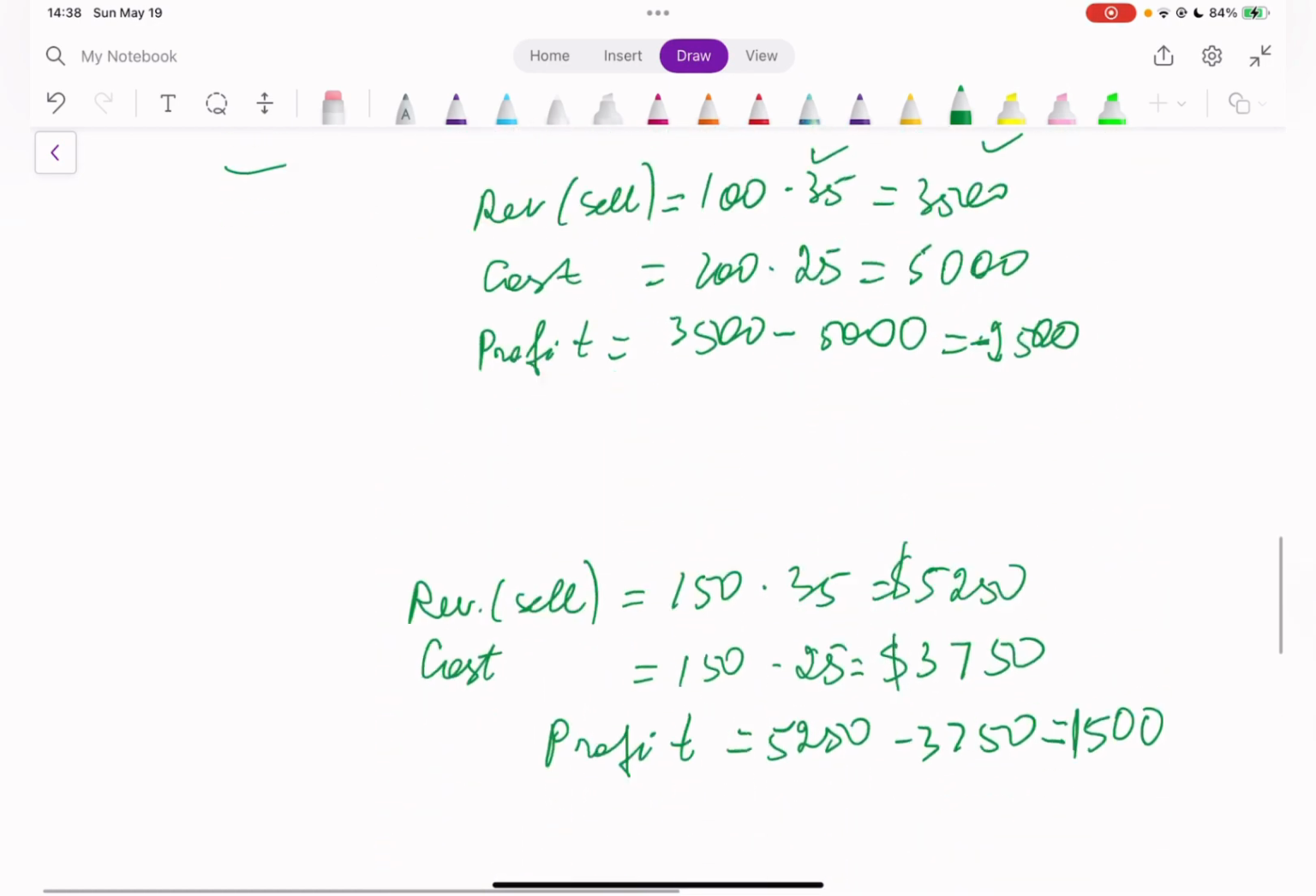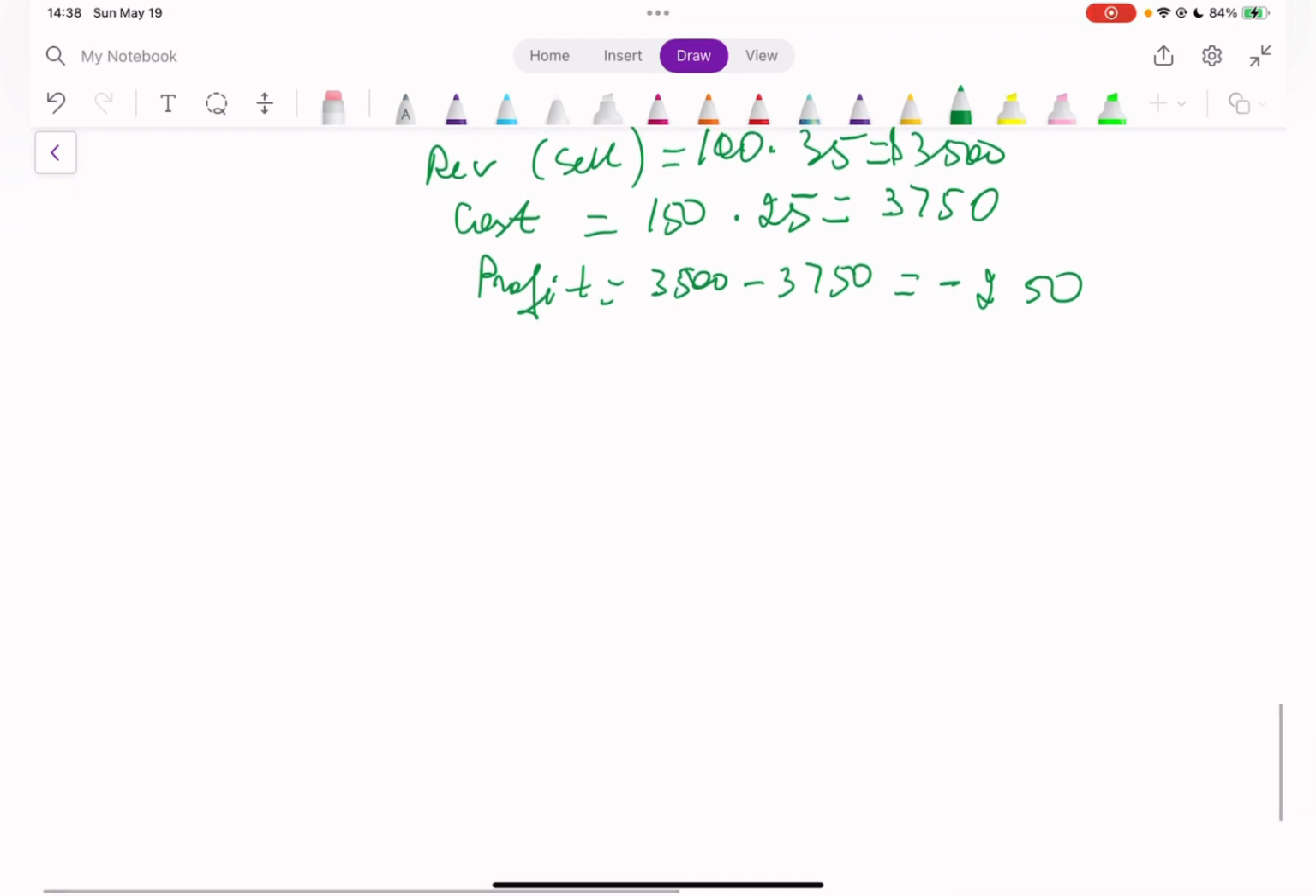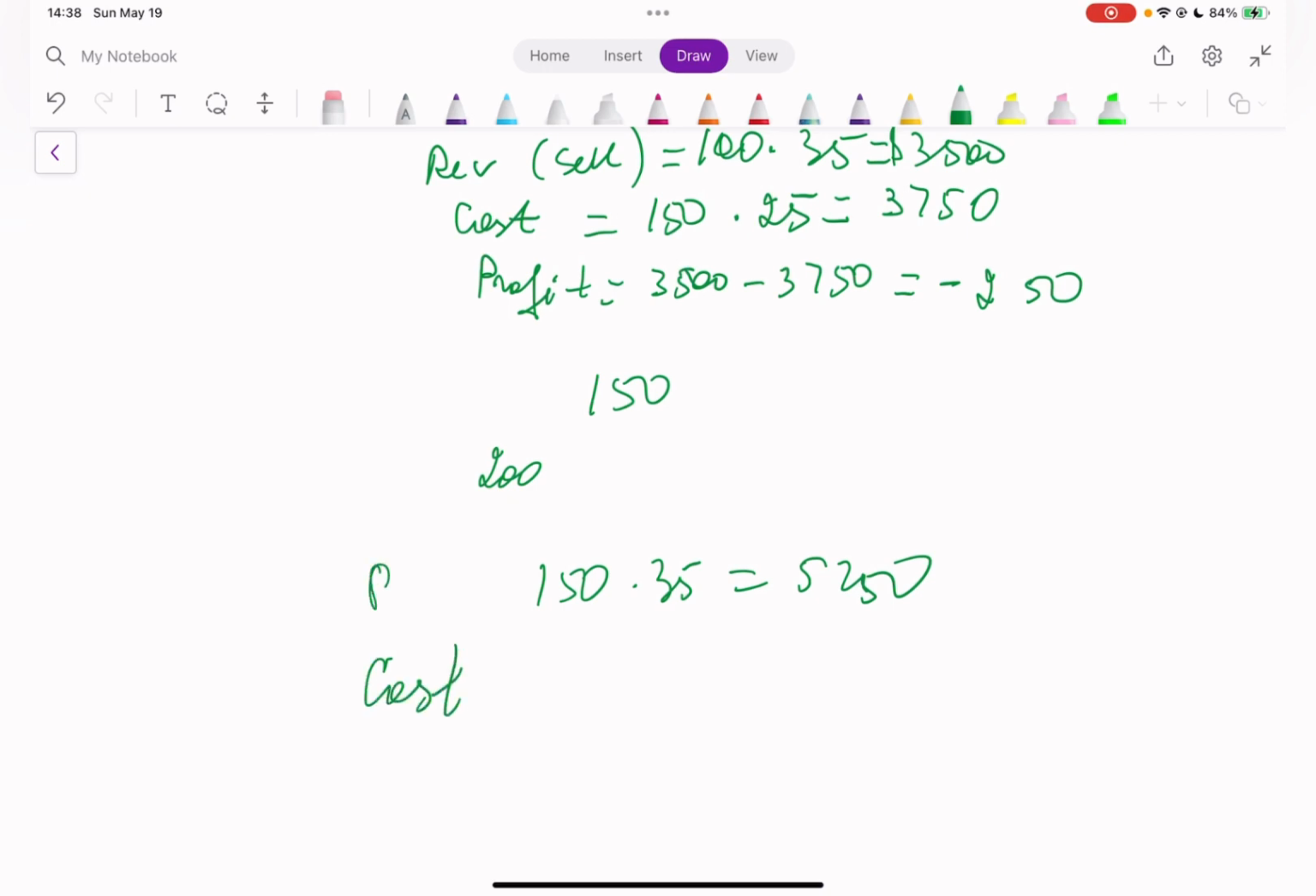Okay, well, we can do it. So here is 150 demand and 200 supply. So we have to do 150 times 35. That's the revenue, right? So it's going to be 150 times 35, which is 5,250. But the cost, this is revenue.